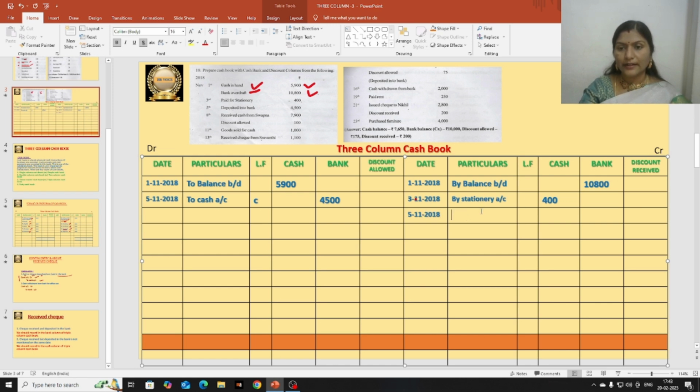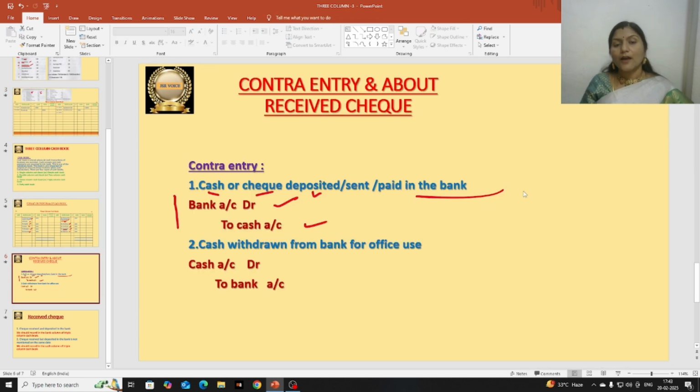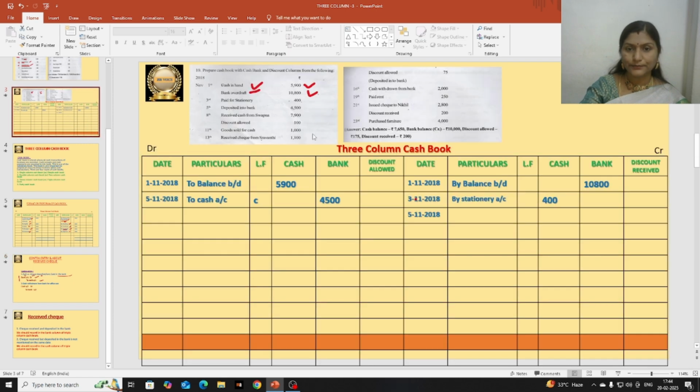Next, what will we write in the particulars column? Our entry is bank account debit to cash account. I will show you once again. See here, our contra entry transaction is the first one here: bank account debit to cash account. Okay, that is the entry. So to cash we wrote. Next, what are we going to write? By bank account. Let us write that on the credit side.